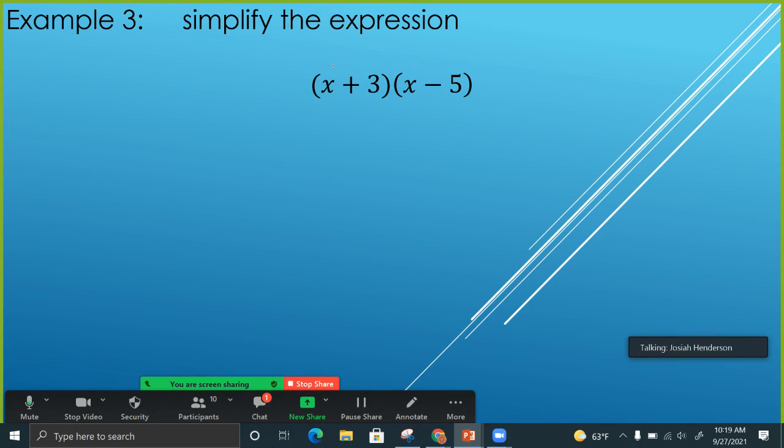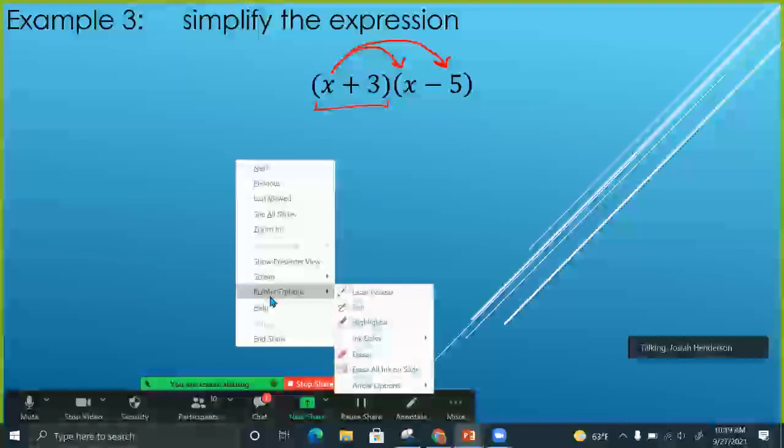Remember, the rule for distribution is the number on the outside times everything on the inside. So if you have a problem like this with 2, it's almost like both of these, x and 3, are on the outside. So you're going to multiply x times both things in the second parentheses. And then we're going to multiply the 3 to everything in the second parentheses.